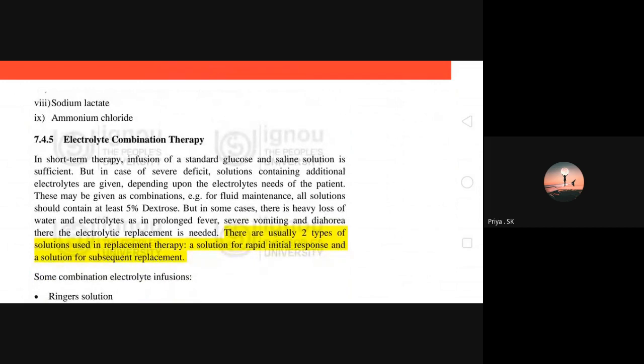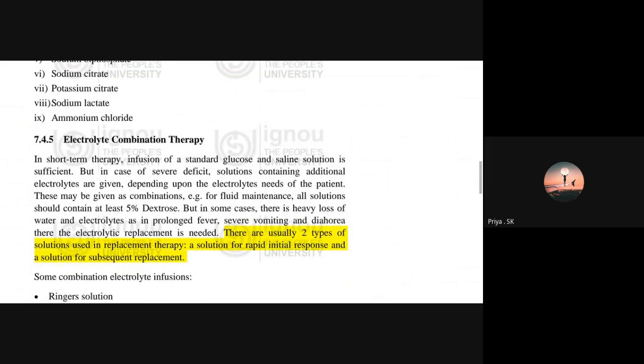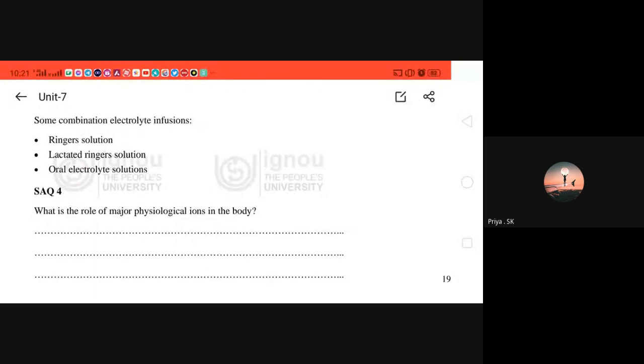Now, electrolyte combination therapy. There are usually two types of solutions used in replacement therapy: a solution for rapid initial response and a solution for subsequent replacement. Electrolytes can be used not singly but in combination. The first one is rapid initial response therapy, and the second one is subsequent replacement therapy. Examples are Ringer solution, lactate Ringer solution, or oral electrolyte solutions such as ORS, that is oral rehydration salt solution.